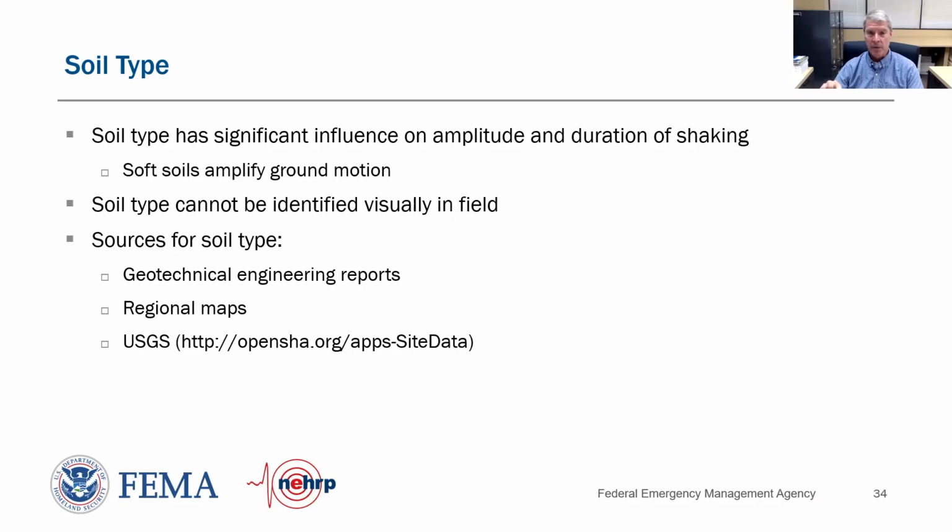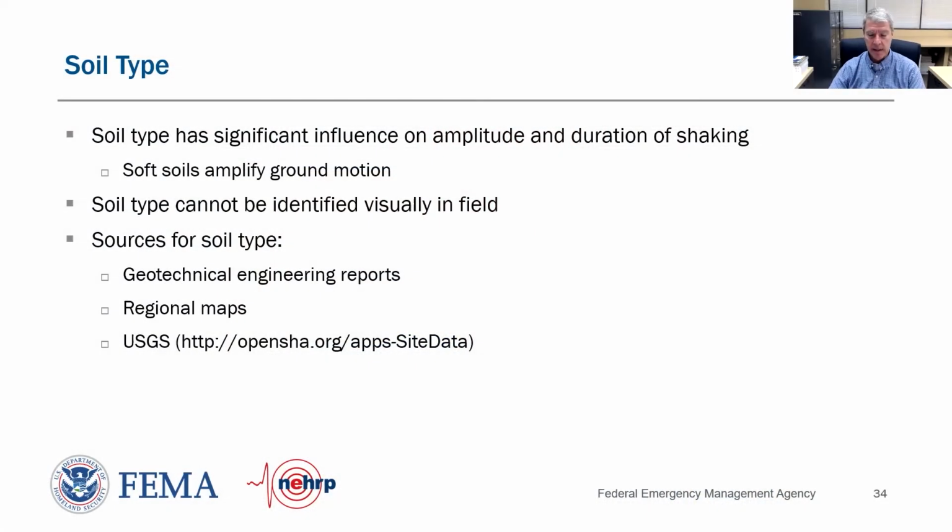And then that's going to be reflective also of our building height. So there's two parameters there that we have to consider. We can't just go out to the field and look at the soil and say, that's a type D soil. Can't do that. We need some more information.